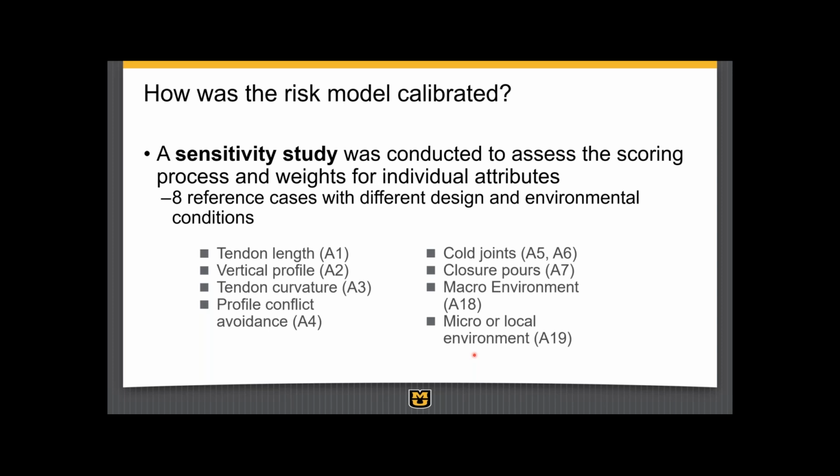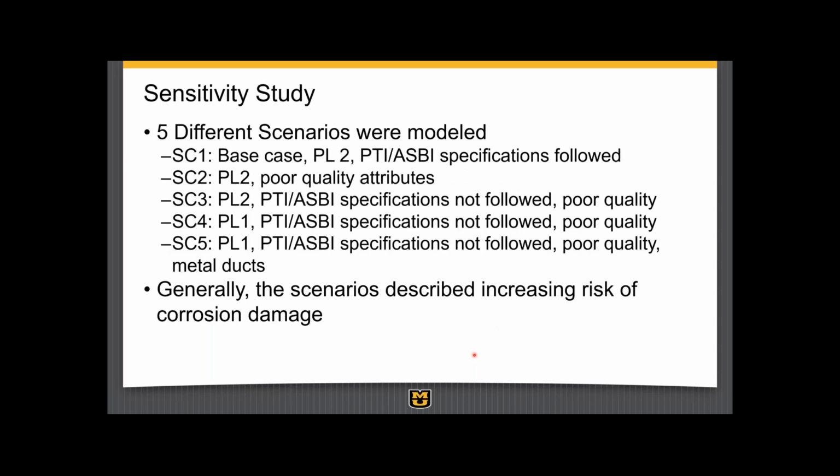And we went through various attributes, increasing their values to look at how this scores out in the end. This is a brute force method of doing it: run lots of models with different combinations of what we'll call negative attributes, or attributes that would increase the likelihood of corrosion damage. We used 8 reference cases with different tendons and attributes applying.